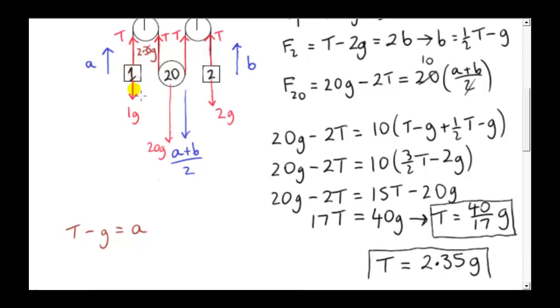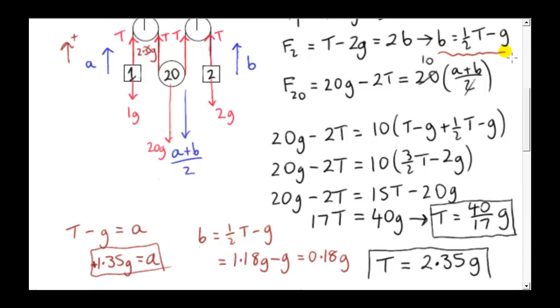Okay, so now we can calculate A. The resultant force on this mass is T minus g, which is 1 times A. So we have 2.35 g for T minus 1 g. That's 1.35 g. So that's A. You can see that that came out to be positive, so that makes sense. That's exactly what we expected, that the 1 kilogram mass would move in the positive direction, which is upwards for that mass.